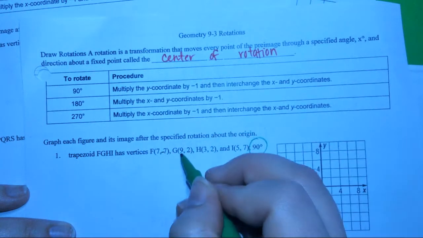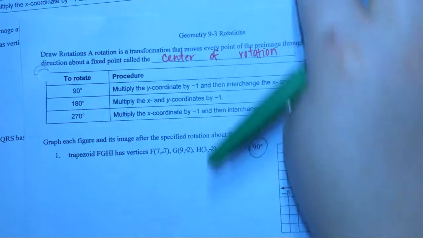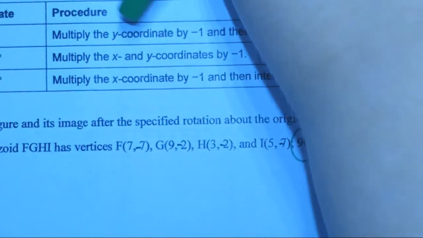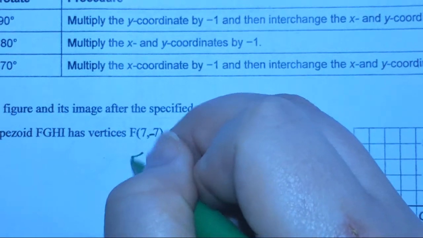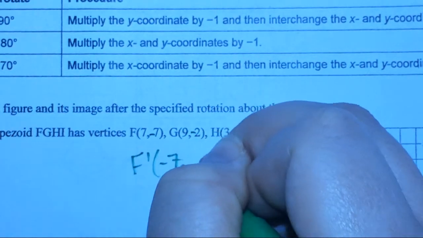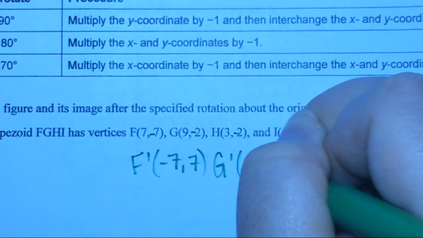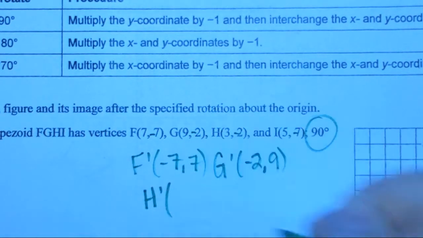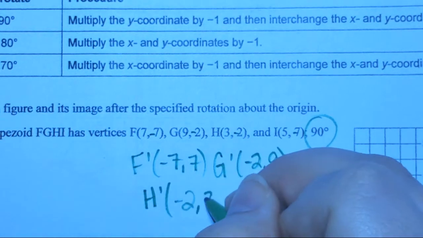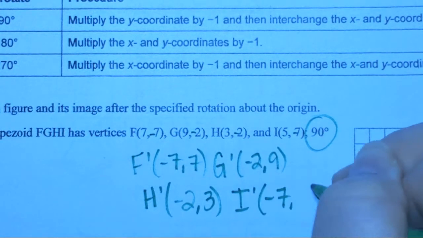So I'm going to go ahead and change all the y coordinate signs. Zoom in on that. And interchange them. So that means F prime is -7, 7. G prime is -2, 9. H prime is -2, 3. And I prime is -7, 5.